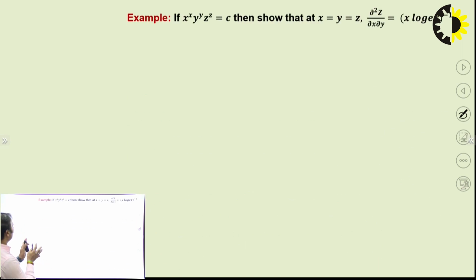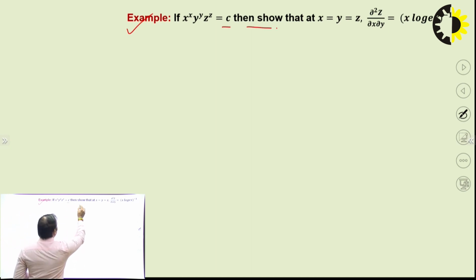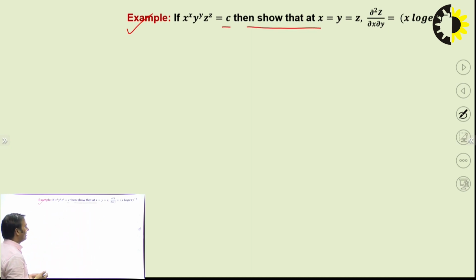So I'm now going to take the last question based on partial differentiation for your practice only, and this is a highly recognized question for your university examination as well. So what is the question? Basically, we are given x to the power x, y to the power y, z to the power z. Then I need to show that if it is a constant, then when x, y, z are all equal, the double order differentiation of z with respect to y as well as with respect to x becomes minus of (x log ex) to the power minus 1, right?